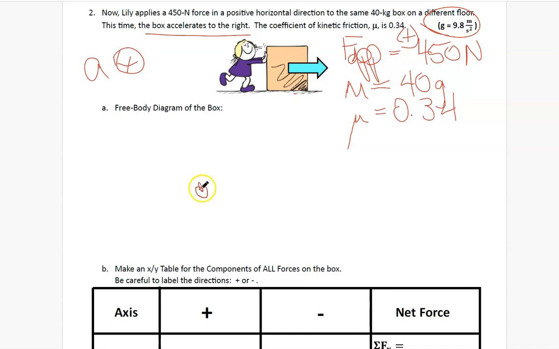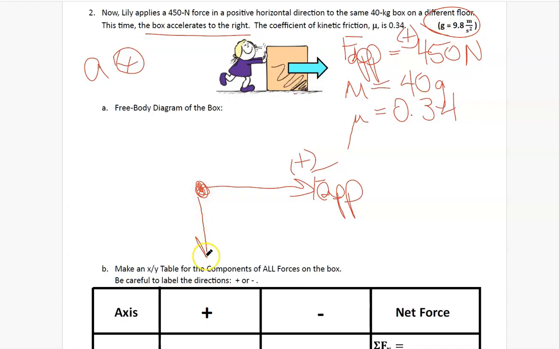All right, let's start drawing our free body diagram. We'll draw the box on the ground as if it's just a dot. We know there's an applied force of 450 newtons in the positive direction. We'll just write that, and we'll just make a note it's in the positive direction.